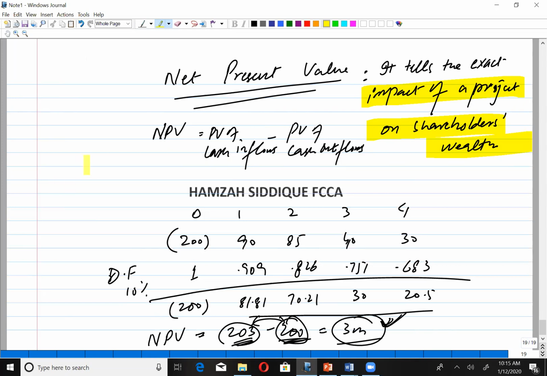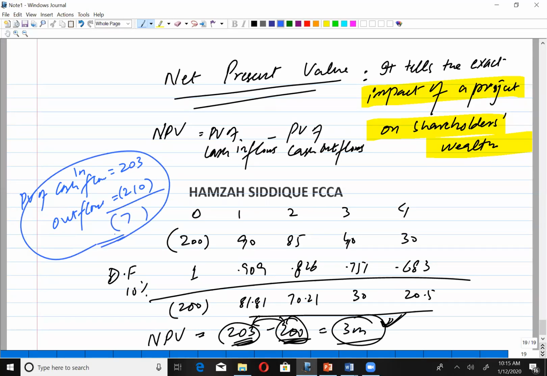For example, I will change my example. Say the present value of cash inflows is 203, but the outflows are more, 210. So NPV is negative 7. It means shareholders' wealth has reduced by 7 million due to the project.